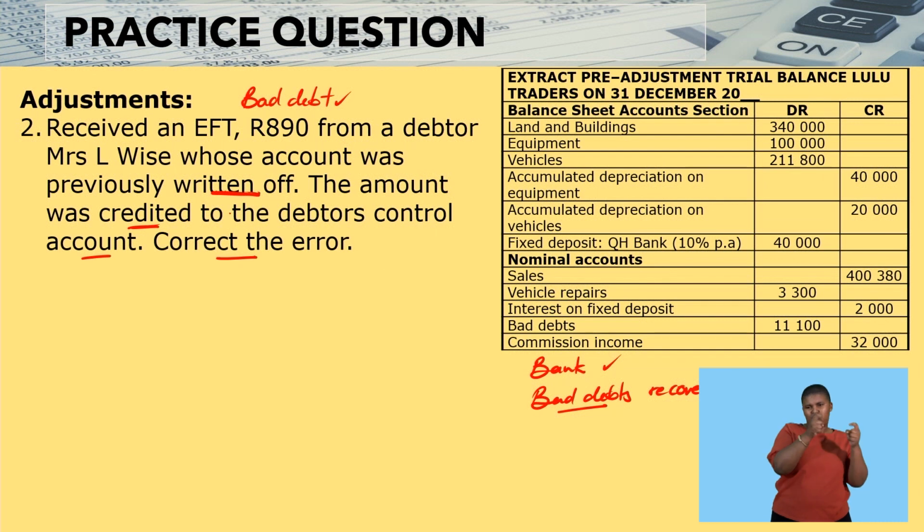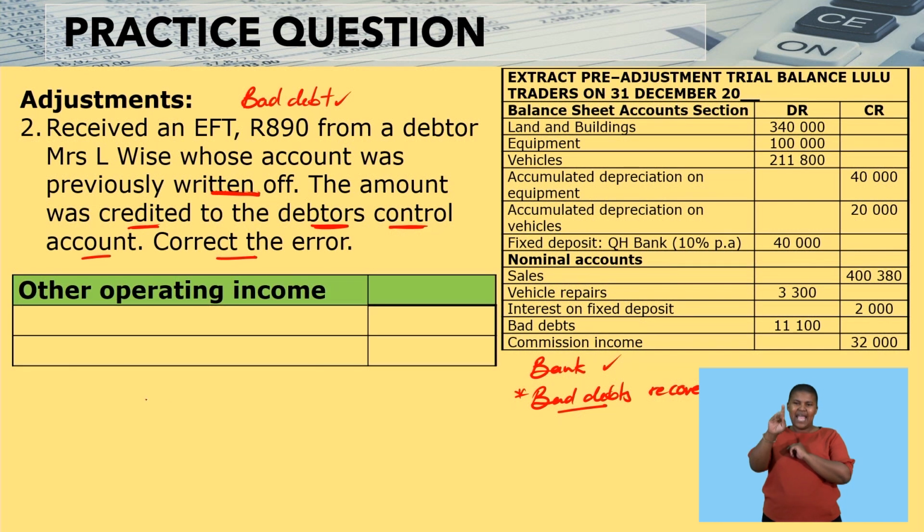In this case, the amount was credited to the debtors' control. Crediting it to the debtors' control is decreasing debtors' control, because debtors' control is an asset account. This is incorrect. We have to understand that once money is received from a debt which was previously written off, we record it as bad debts recovered.